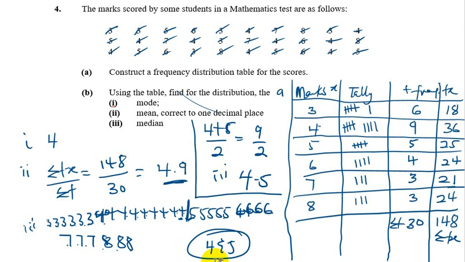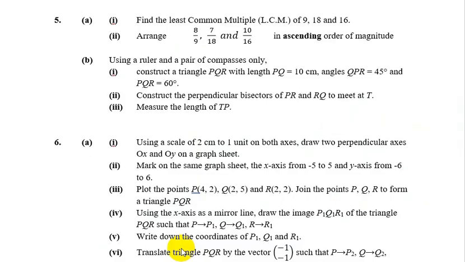I hope it's clear. Now let's move to question number 5. Question 5 says find the least common multiple, the LCM, of 9, 18, and 16. So let's do that one first. Let's give some space for that.